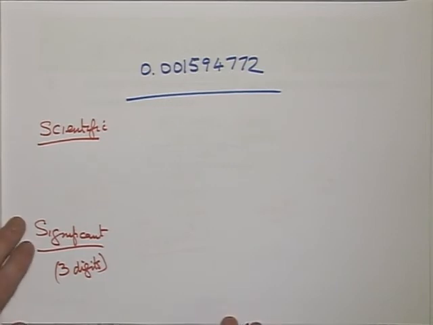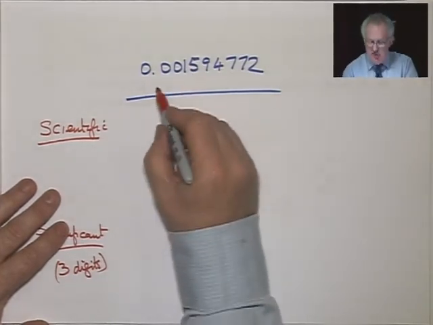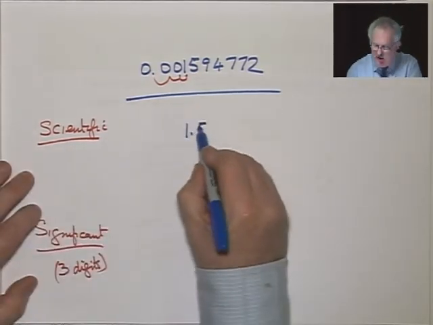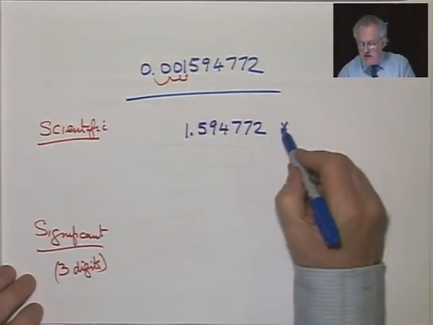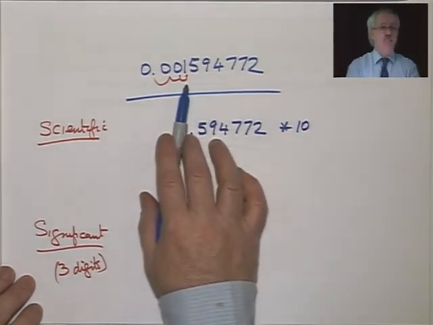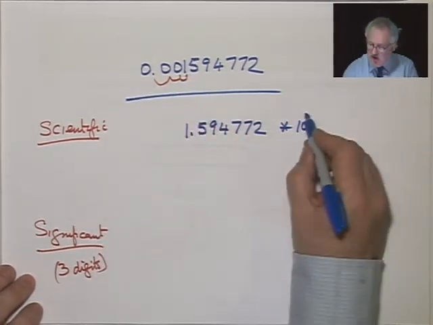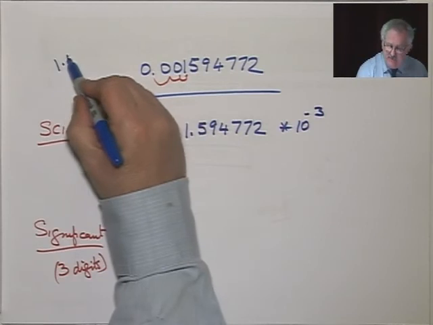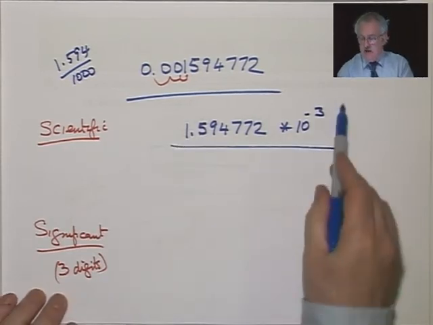So step one, scientific. We have to get the decimal point between the first non-zero number and the second. 1, 2, 3. So moving it 3 places to the right, I get 1.594772 times 10 to the power of. Well, I multiplied this to get that number, didn't I? I moved to the right. So it's not as big as that. It's actually 1,000 times less than that. So that's the answer there. It's 1.594 divided by 1,000. So that's why it's the 10 to the minus 3 there.